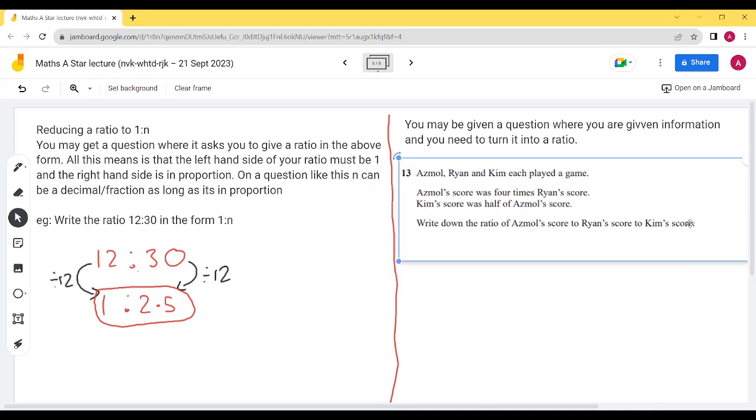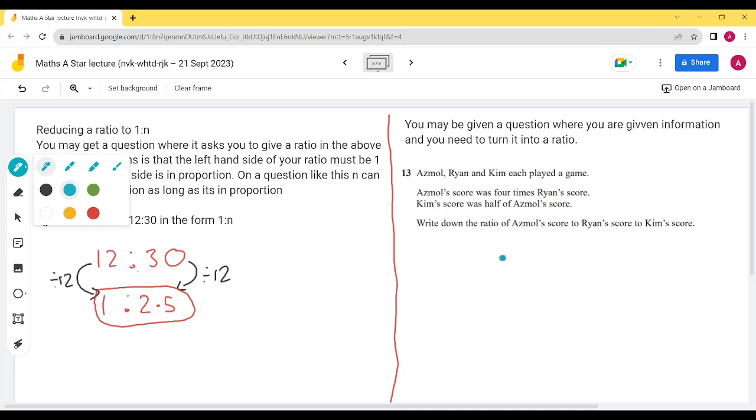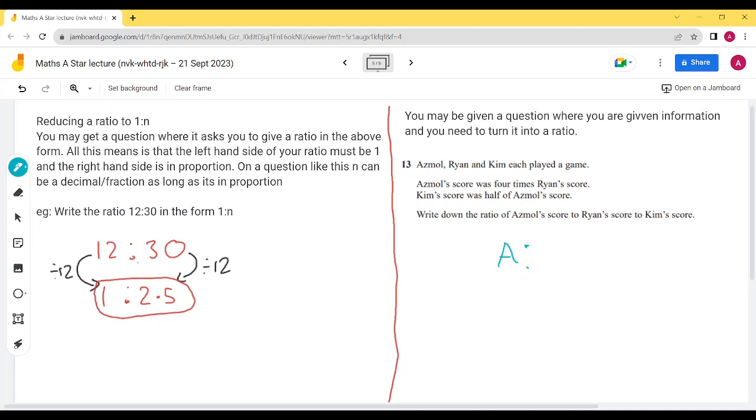So we've got Asmil, Ryan and Kim each played a game. Asmil's score was 4 times Ryan's score. Kim's score was half of Asmil's score. Write down the ratio of Asmil to Ryan to Kim. So the first thing I'd do on a question like this, I'd just write out my letters, making sure I've got everything in the correct order because it's A to R to K.